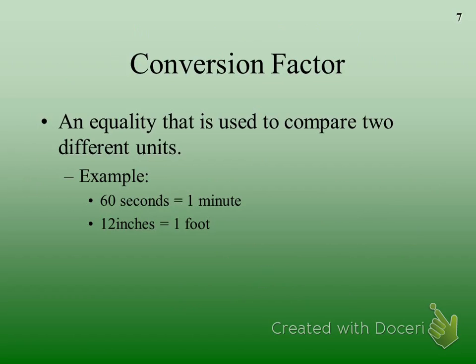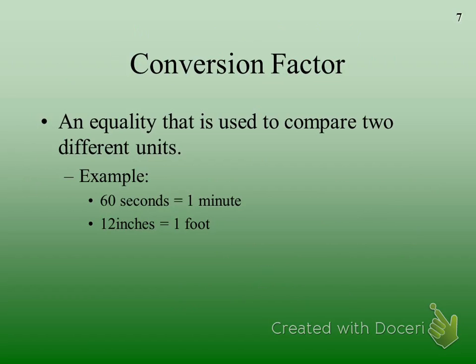Now, in order to do these types of conversions, we need to look at something called a conversion factor. A conversion factor is just an equality that's used to compare two different units. Many times, say if we like to cook, we go into the kitchen and say, okay, I have this many ounces. How many teaspoons or tablespoons is that? Or how many gallons would that be? And we use that information to make whatever product we were trying to make.